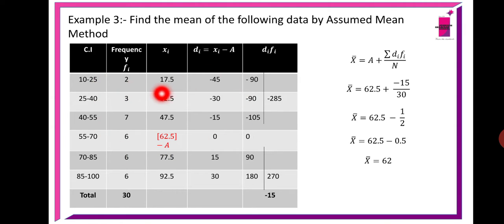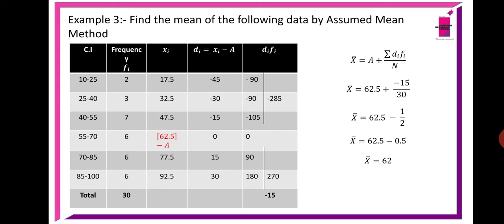It is uniform. I assumed 62.5 as the assumed mean, so directly I am subtracting 62.5 from all the class marks. So I will get minus 45, minus 30, minus 15, 0, 15, 30. Now multiply: 2 into minus 45 is minus 90, 3 into minus 30 is minus 90, 7 into minus 15 is minus 105, 6 into 0 is 0, 6 into 15 is 90, 6 into 30 is 180.